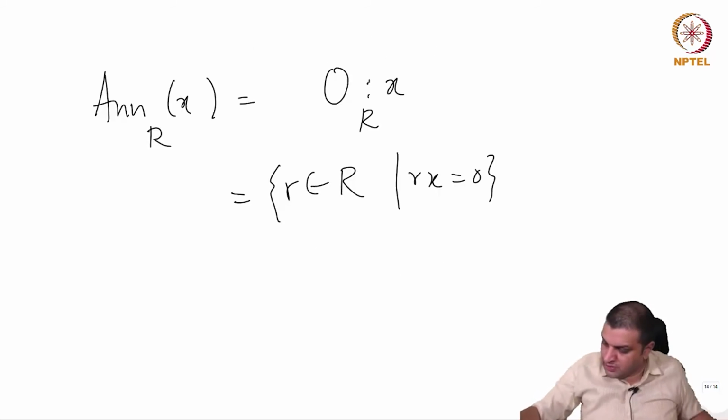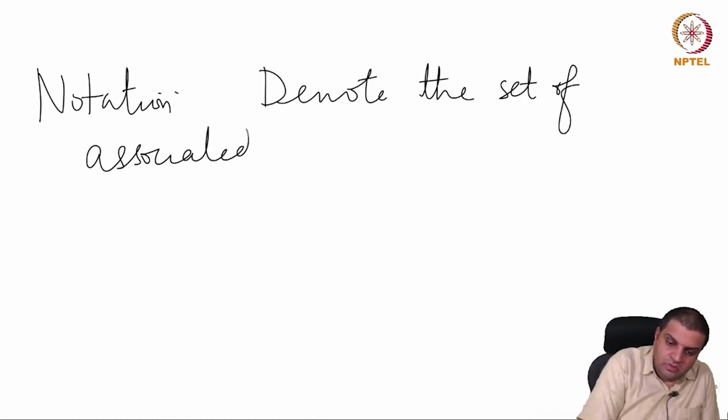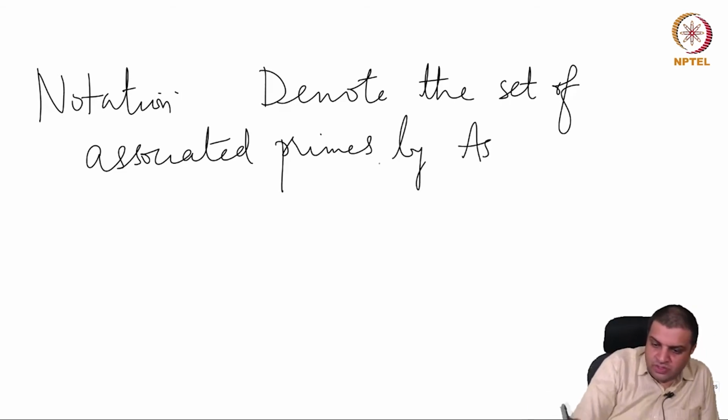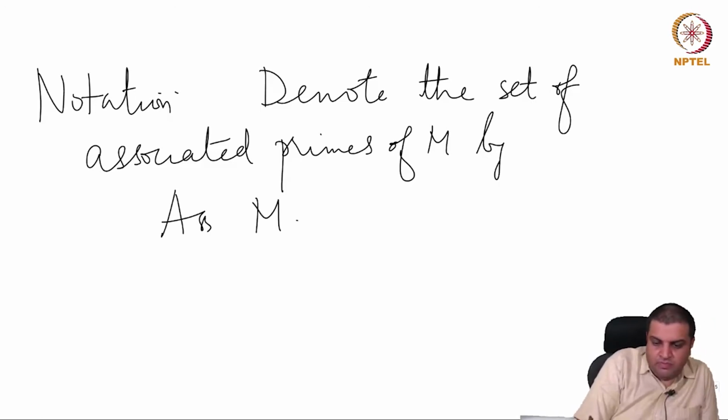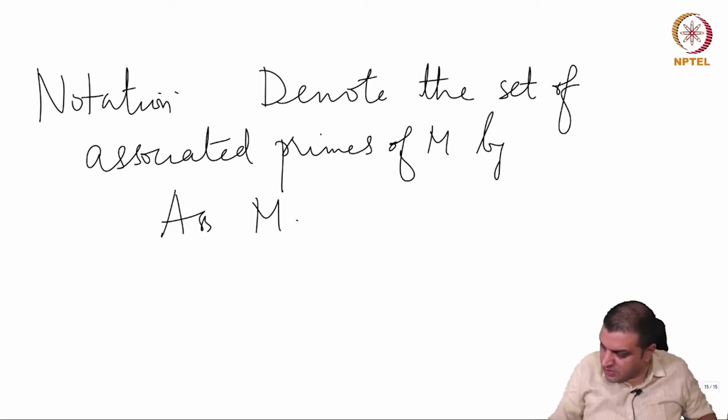And yeah, one more piece of notation. Definition or notation: we denote the set of associated primes of M by Ass M. Okay. So one observation about associated primes, or in general about annihilators, remark.